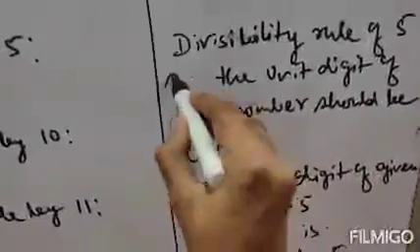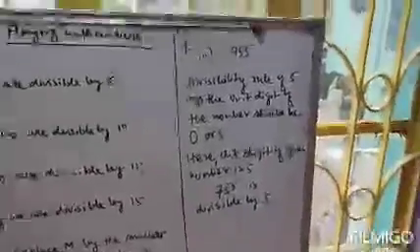Or you can say the divisibility rule of 5 says the unit digit of the number should be 0 or 5. Clear? So this should be your format of answering this type of questions. Clear?